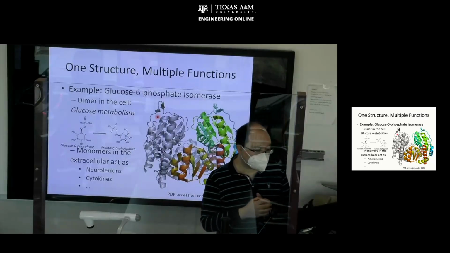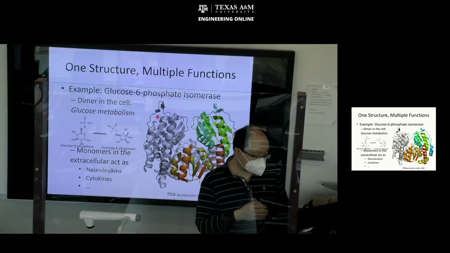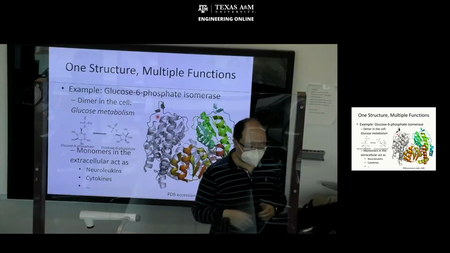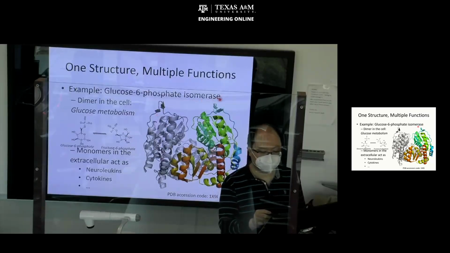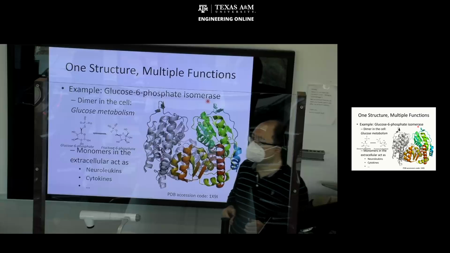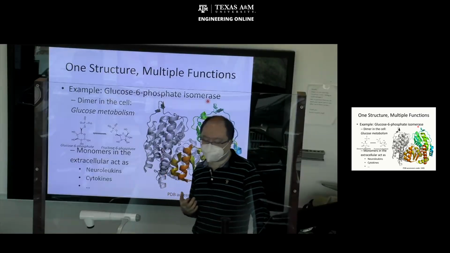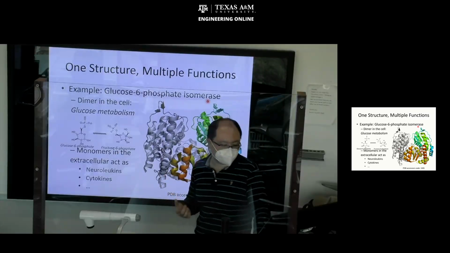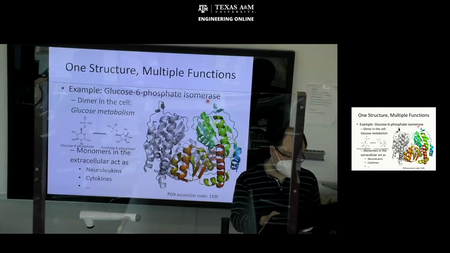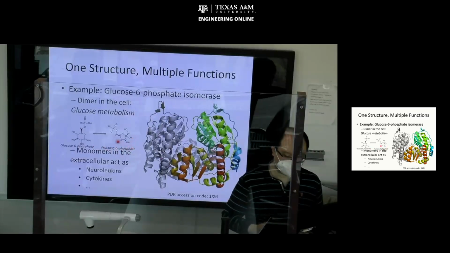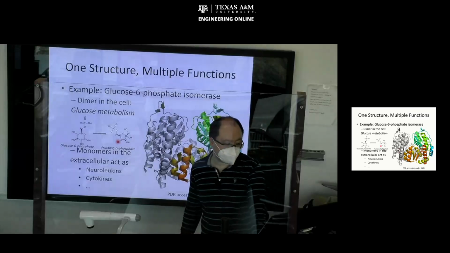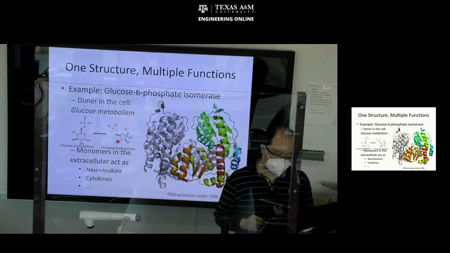This is one structure, multiple functions, right? This protein is an enzyme. It's called glucose 6-phosphate isomerase. When you see an -ase at the end, you know that it's an enzyme that makes some chemical reaction much faster. And this enzyme is basically converting the glucose 6-phosphate substrate to fructose 6-phosphate, which is a product. This is what this enzyme does, but it's just one function, okay?